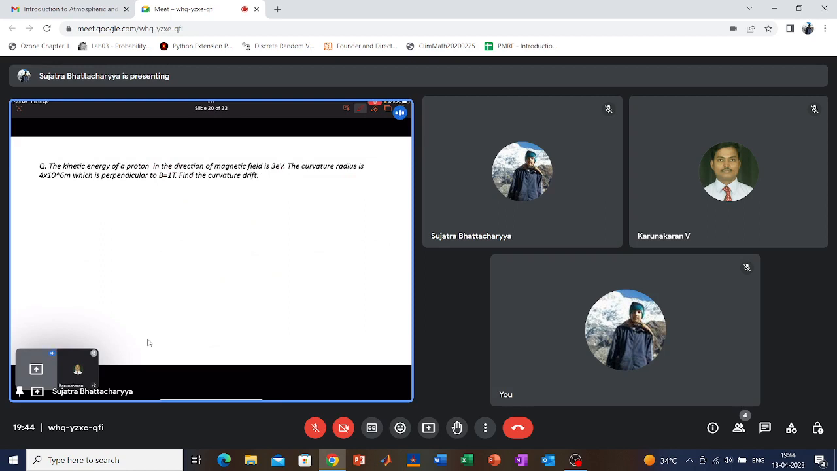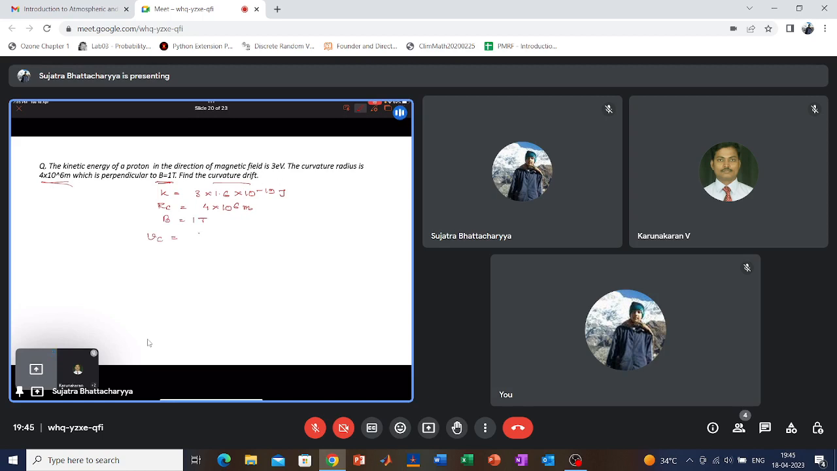The second: the kinetic energy of the proton in the direction of the magnetic field is 3 electron volt. Now the curvature radius is this, which is perpendicular to B, and B is equal to 1 Tesla. Find the curvature drift. So the curvature drift needs to be found out, given that the kinetic energy is 3 electron volt. Next, RC, the radius of curvature, is also given, 4 into 10 to the power 6 meters. The B, the magnetic field, is given to be 1 Tesla. And the V curvature we need to find out.